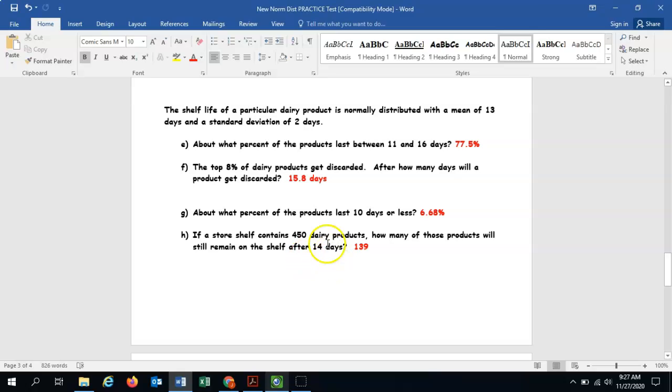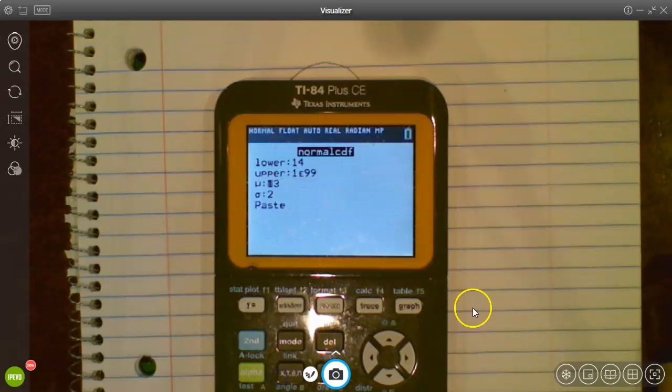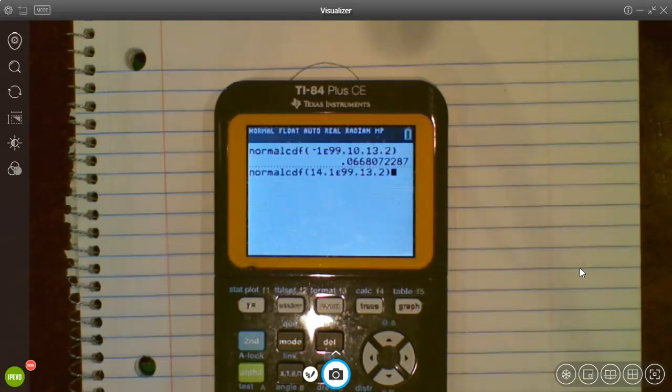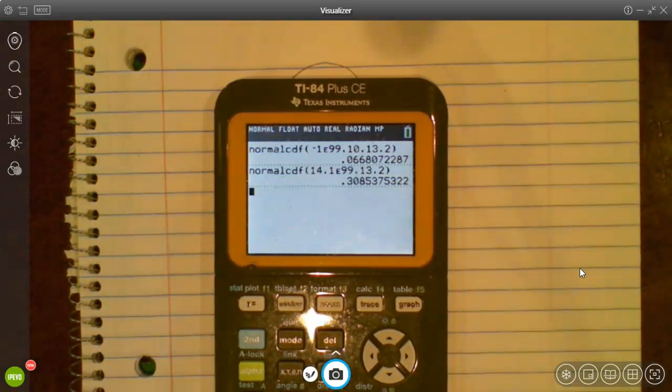So if we said after 14 days, right, that means 14 days or more. So I'm going to go from 14 to positive infinity to get my percent. So I'm going to normal distribution, 14 days, and I'm going towards infinity. My mean is still 13 and standard deviation is still 2. So here's what it looks like in the calculator. So from this, we are getting the percent.